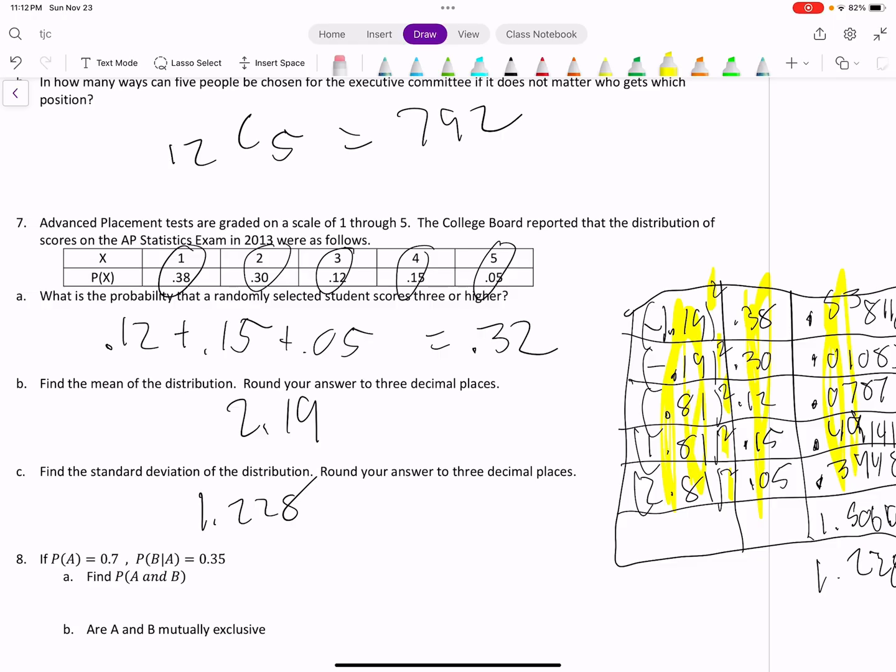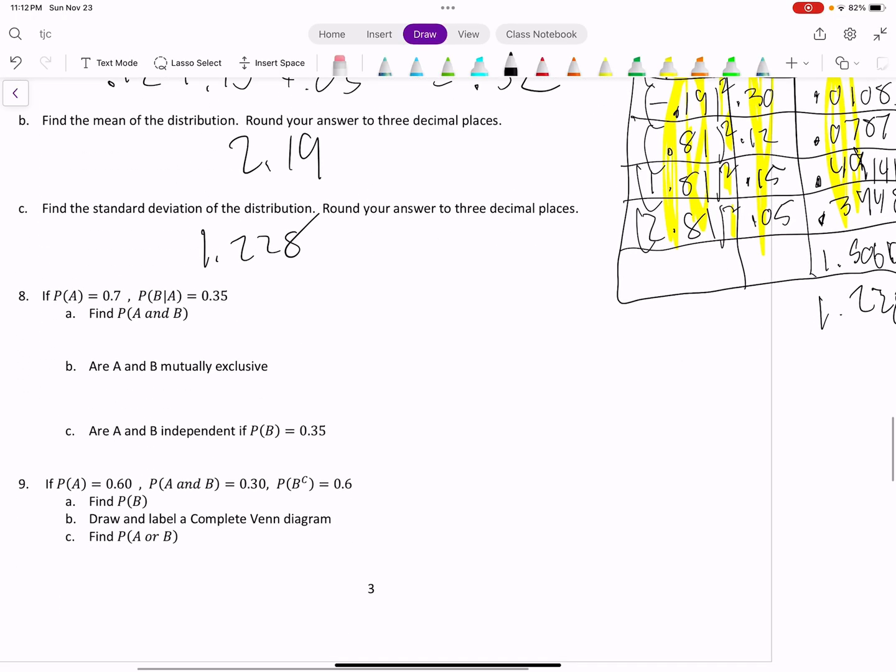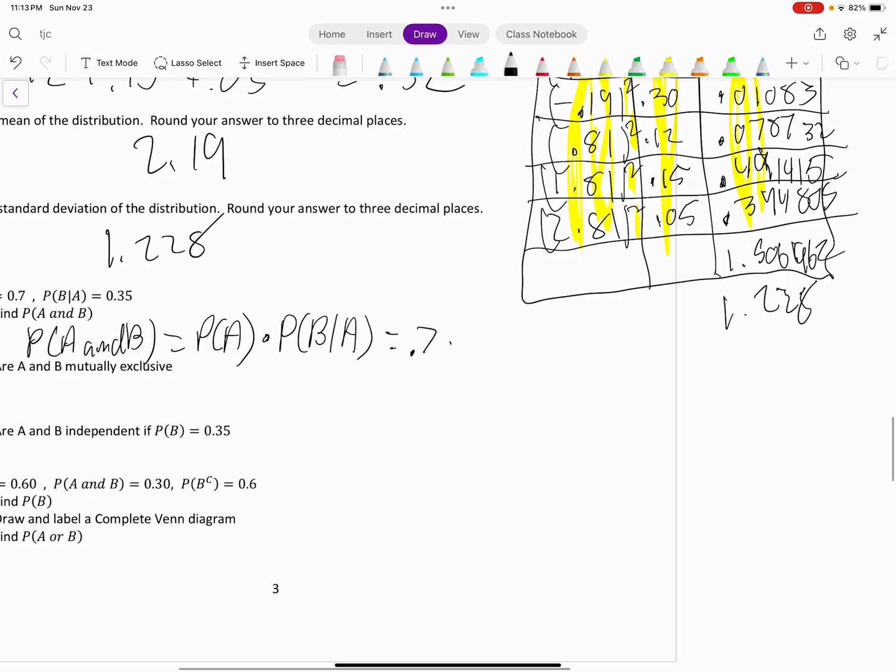Okay, next question. So we have probability of A is 70%, probability of B given A is 0.35. Find probability of A and B. Well, probability of A and B is probability of A times probability of B given that A has occurred, which is just 0.7 times 0.35, which is 0.245.